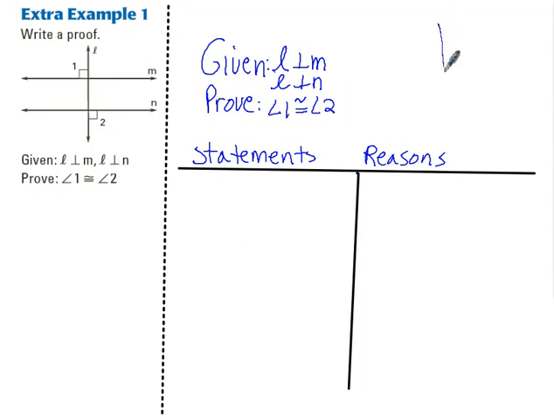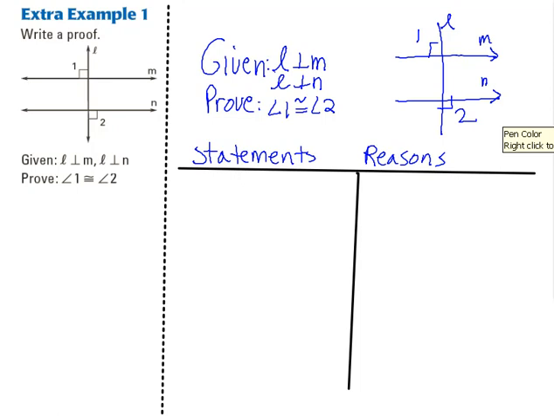We have our drawing, and we need to label our drawing just as if it's given. The next thing that you do is you mark the drawing with anything else you know. If you know something is perpendicular, you mark it. We're going to continue with the proof. We draw our t-table, we do our statements, and we do our reasons. The first reason is our given.